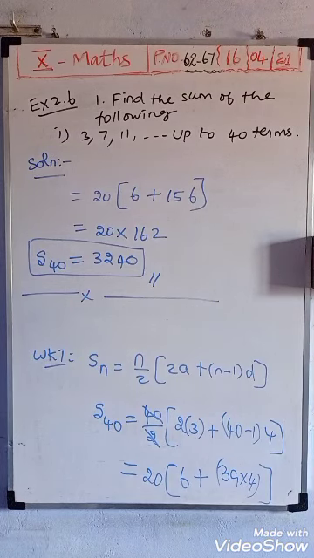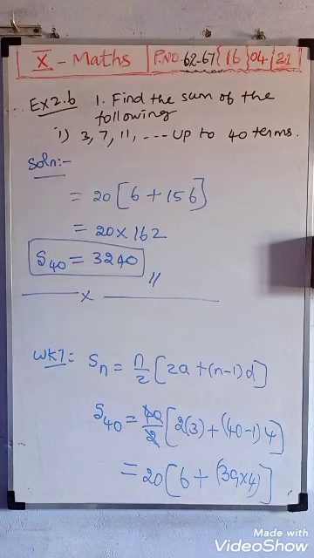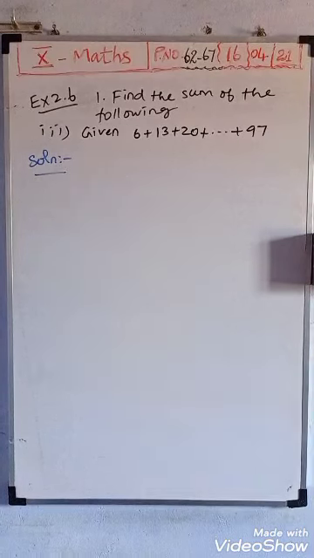3240. So given the AP, when added up to 40 terms, we will receive the answer 3240. See the next, third point. Second point, first point like we wanted to do it. So for the third point you see, it is different.